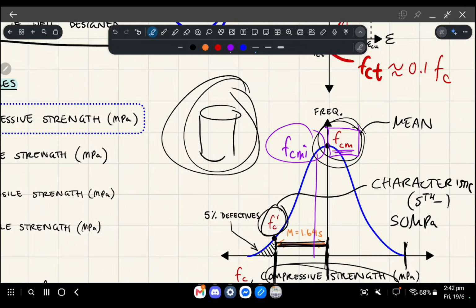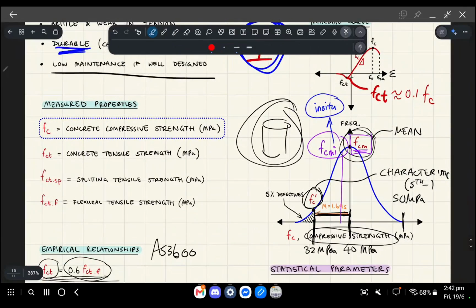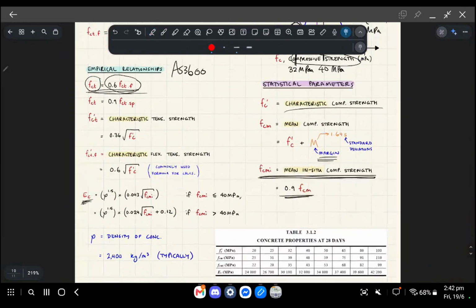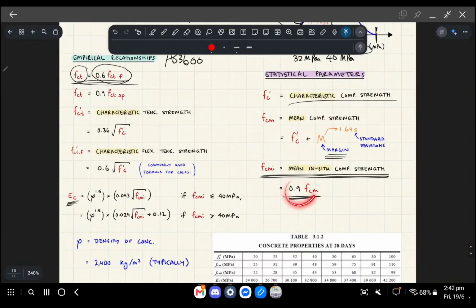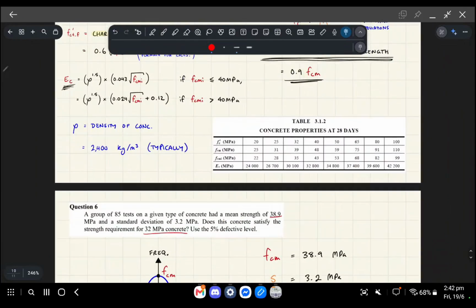However, in a real life scenario where you're pouring the concrete, it will behave slightly differently than in these perfect lab conditions. When we have the subscript I of in situ, in situ refers to on-site, right? So if it's cast on-site, it has worse strength values than through the crushing test, which is in perfect lab conditions. So that's why we're saying that the in situ strength is 0.9 of the mean strength, okay?